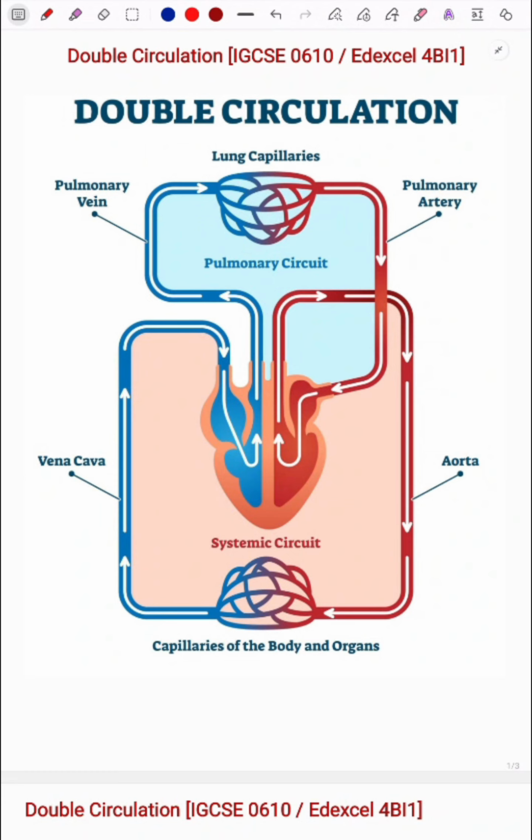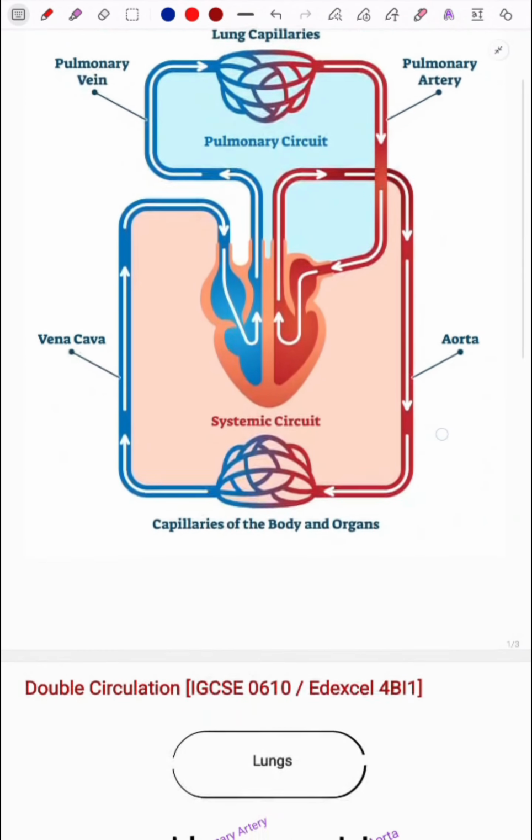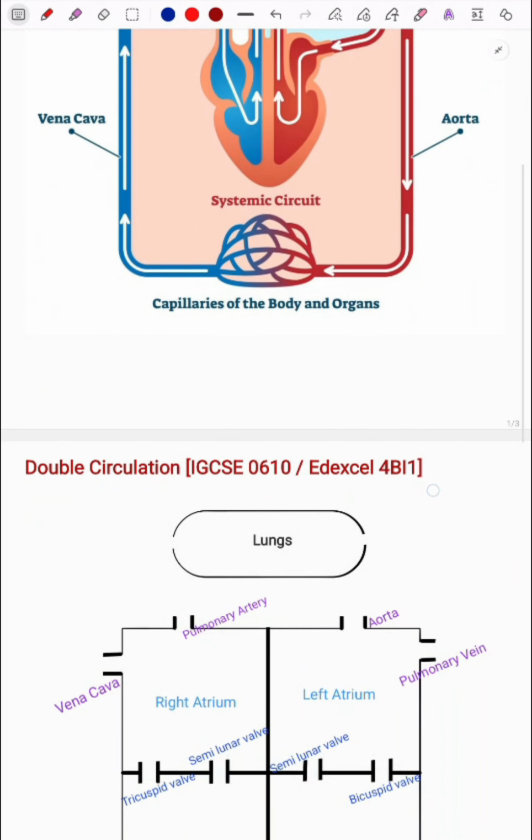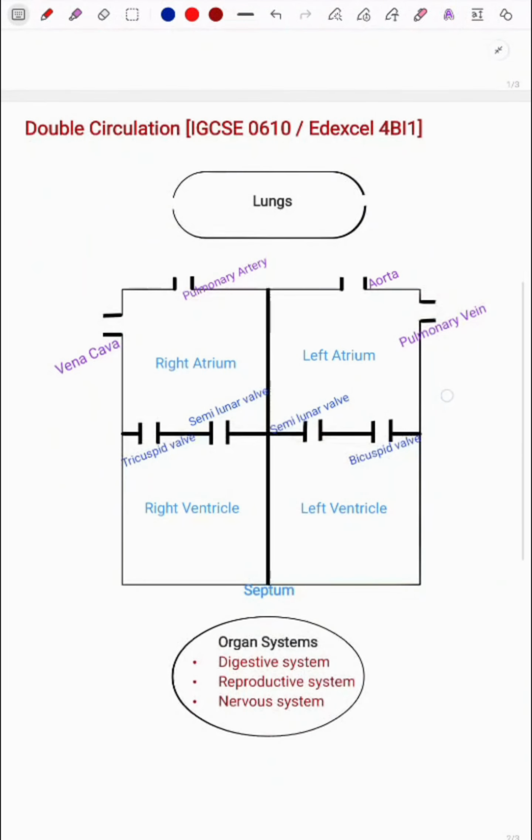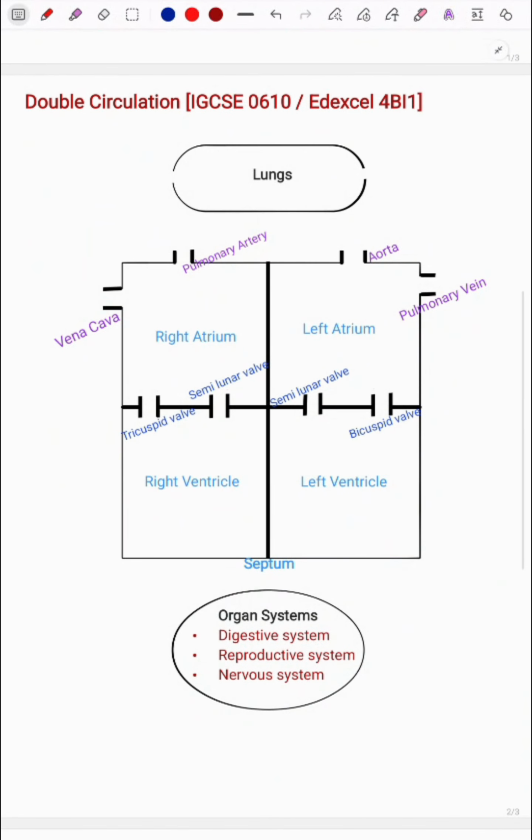But the most important as well as the tricky part of this topic is that you need to remember the pathway of the circulation, as well as the terminology of the different parts of the heart, including blood vessels like arteries and veins, etc. So I have mentioned everything over here in this simplified diagram. You can see it's like a box structure which is representing a heart.